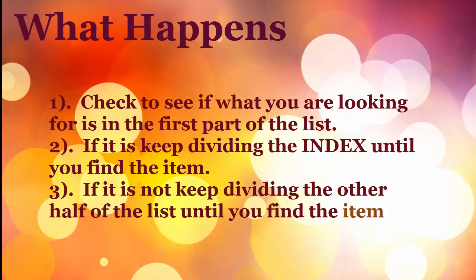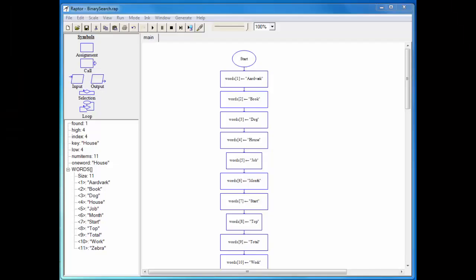So I know when you're looking at the text about this, it seems a little hard to understand. So what I'm going to do next is cut to a Raptor file, which mimics what you have in your book, and I think you'll see what exactly it is doing when you take a look at how it's implemented. Here we are in Raptor with a demo of what a binary search actually looks like.